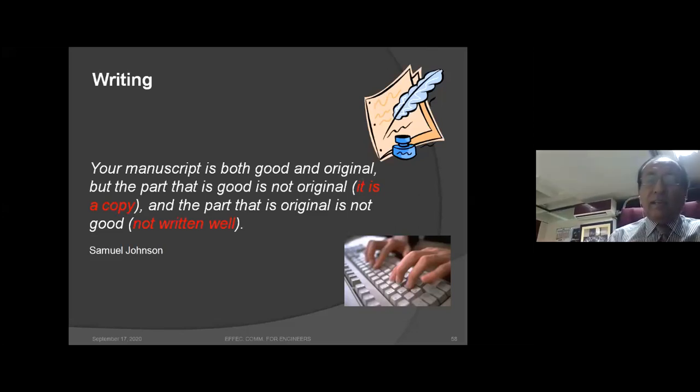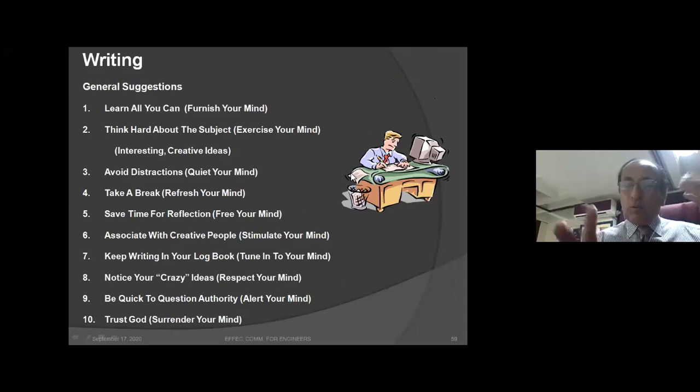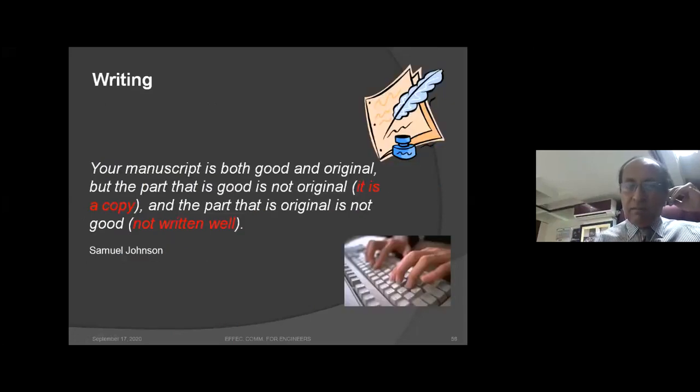Here it is written, this is by Samuel Johnson: the manuscript which is generally written is both good and original. But the part that is good is not original because it is written by some other and it's a copy, and that's why it is good. Okay, so half of it is copied, and the part that is original work done by the author is not well written: spelling mistakes, grammatical errors, ambiguous terminology. So this is his way of writing, he is a very famous writer, Samuel Johnson. So these are his words.